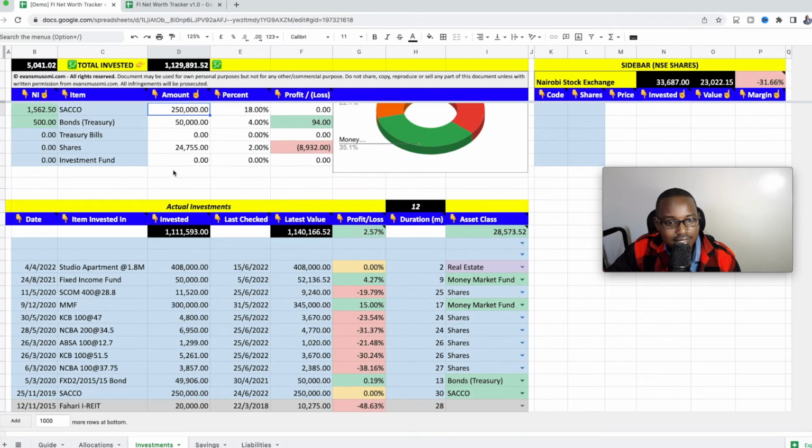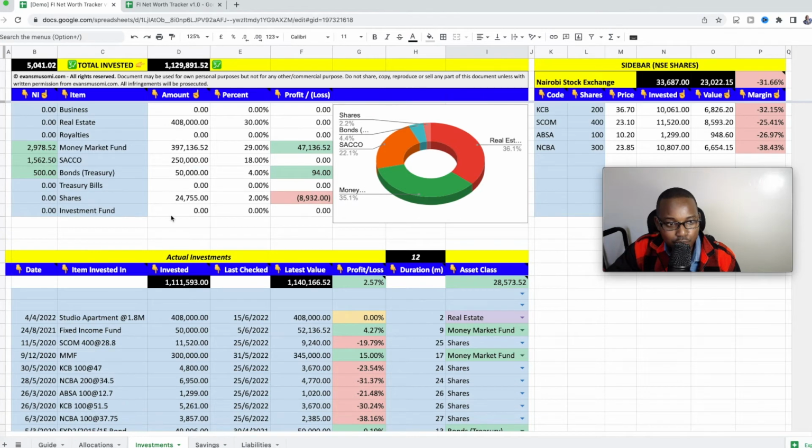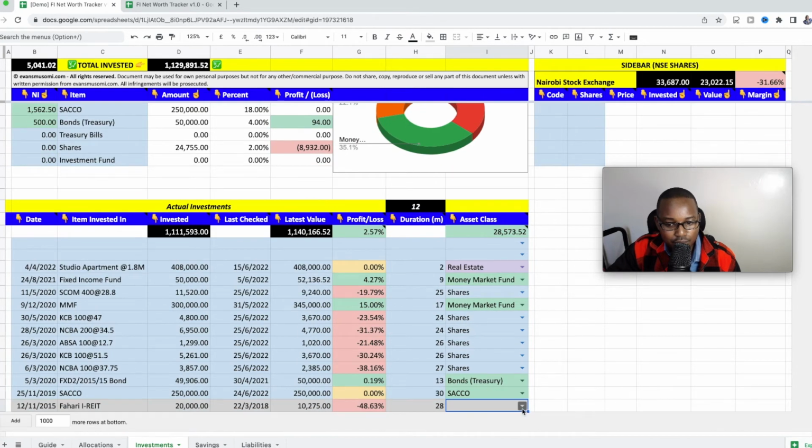And let's see what he actually has. In 2015, he invested in an iRights, and he exited this iRight in 2018. He invested 20k, got out at 10k. That was about a 48% loss. And just to make sure that this is no longer counted in his portfolio after disposing, he doesn't indicate any asset class there. That's something that you can do.